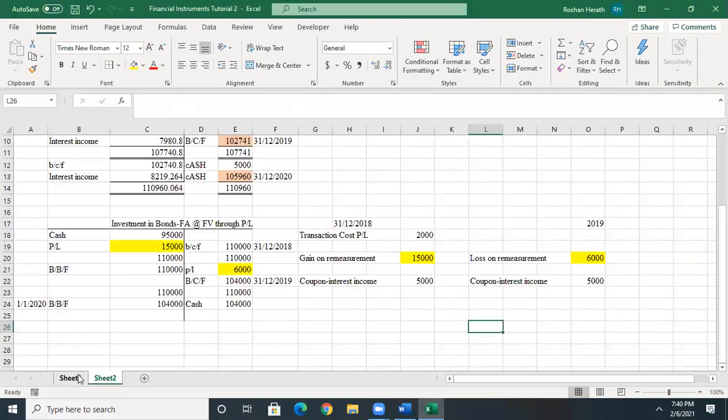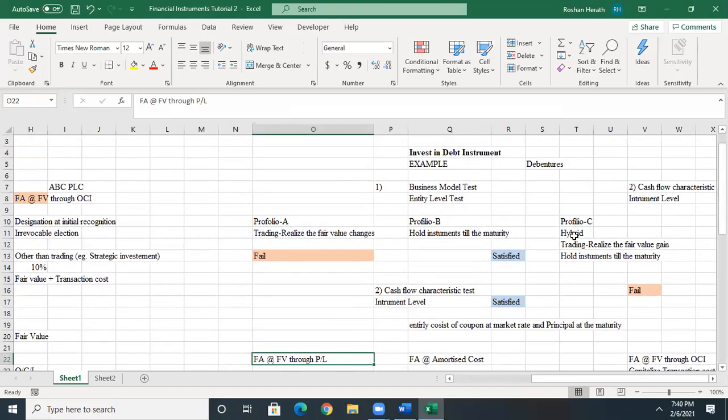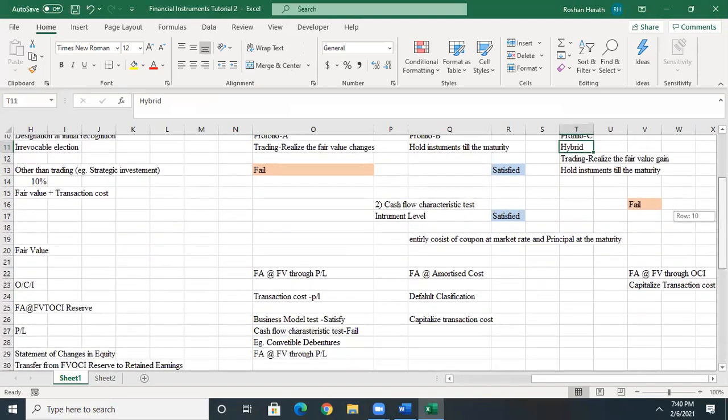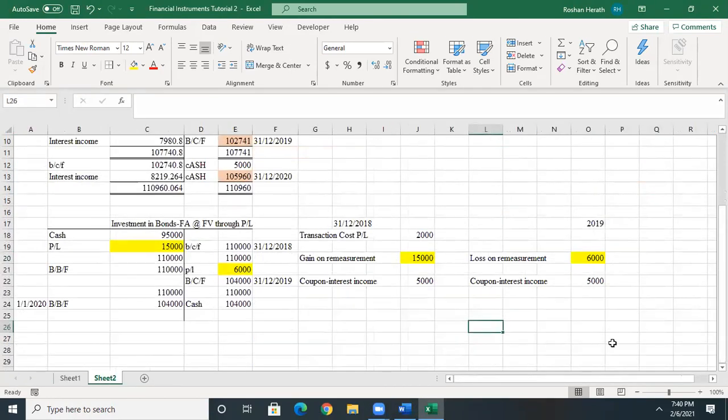So if you look at that, what is your business model? It's a kind of hybrid business model. If your business model is hybrid, you fail the business model test. Consequently, the accounting treatment is financial asset at fair value through other comprehensive income. Right? Now let's see how you are going to account for such an instrument that is classified as financial asset at fair value through other comprehensive income.